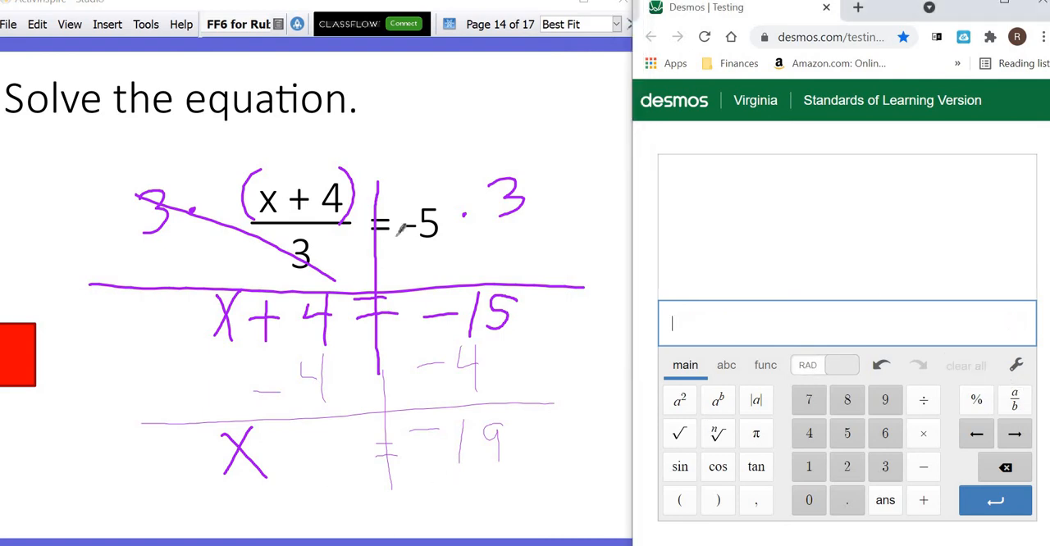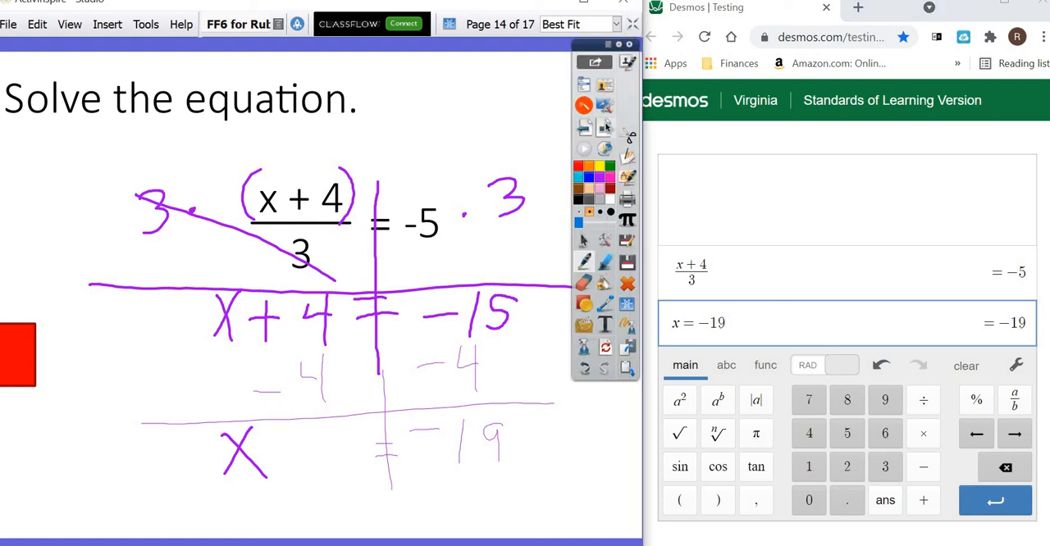So again, let's make sure that's right. We have to put this side in the calculator. The best way to do it is to use the A divided by B button. Click it. Put x plus 4 on top. Then go ahead and put the 3 in the denominator on bottom. Then we go to our next line and we type in x equals negative 19. And that gives us a negative 5, which is exactly what we had here. And that means we did it correctly.